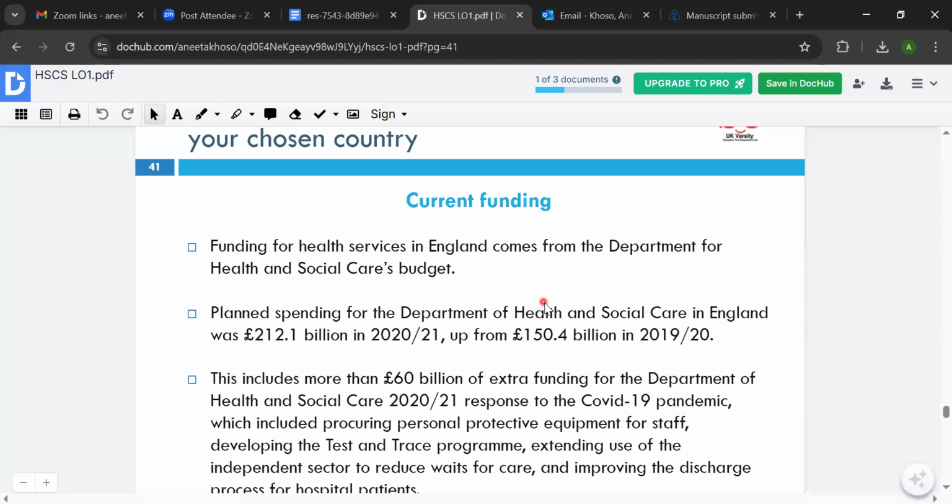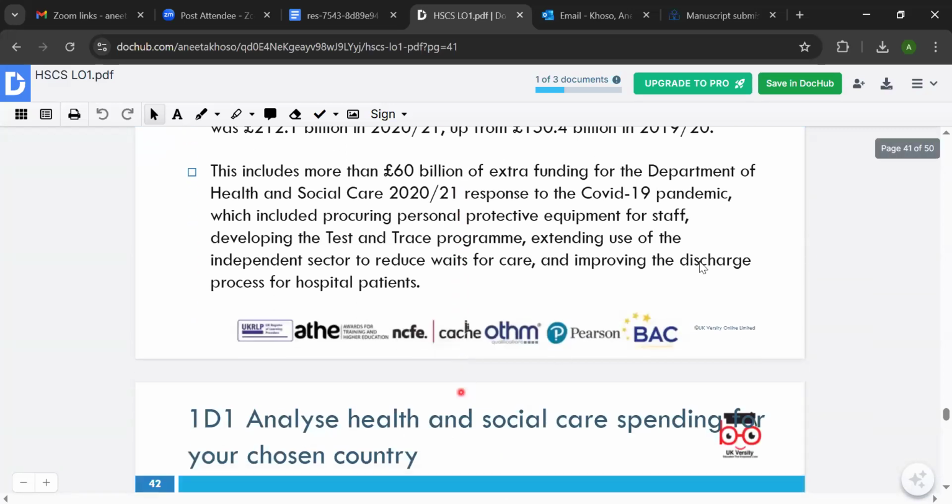Current funding for health services in England comes from the Department of Health and Social Care budget. And the planned spending for the Department of Health and Social Care in England was 212.1 billion in 2020 to 21, up from 150.4 billion in 2019 to 2020. This is all again because of the COVID-19 pandemic. This is all because of it.